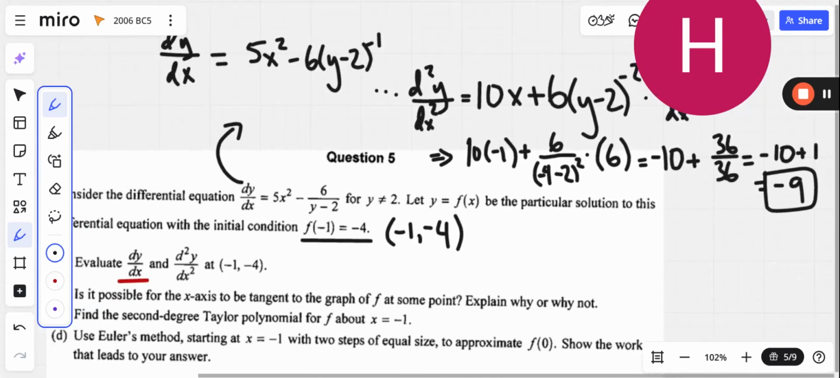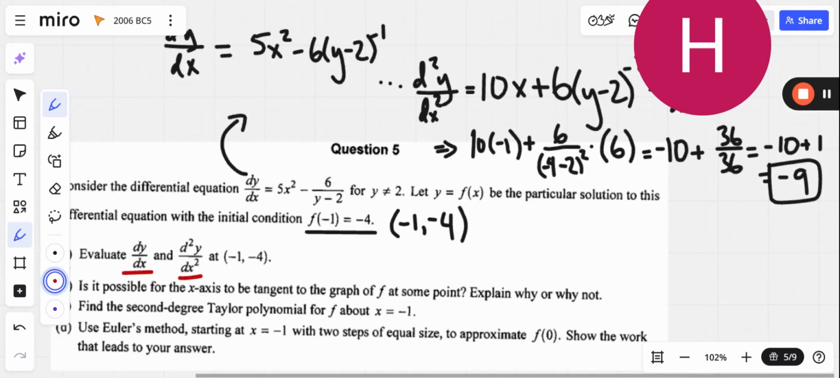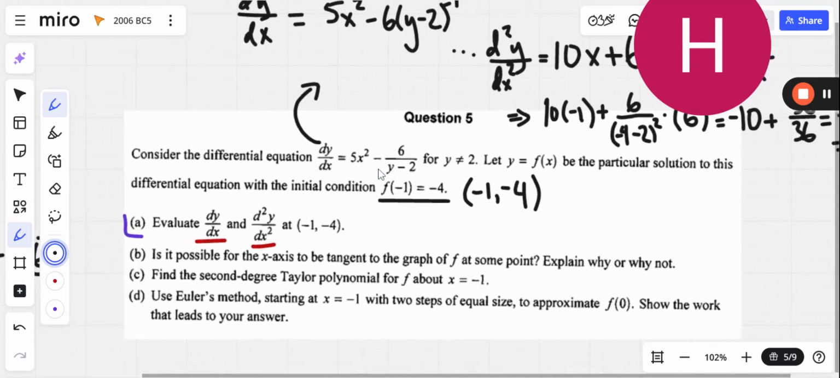I think those are very approachable. Even if you're an AB student, it's pretty easy to do that. Kind of like a little implicit differentiation for the first part of the problem.